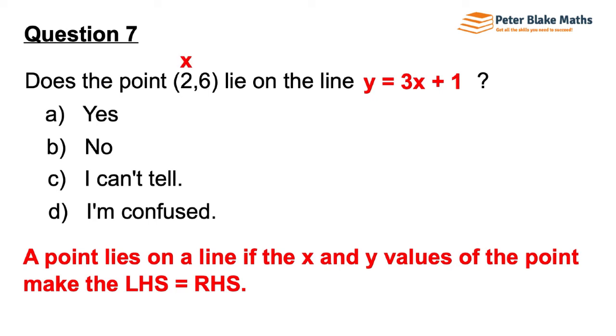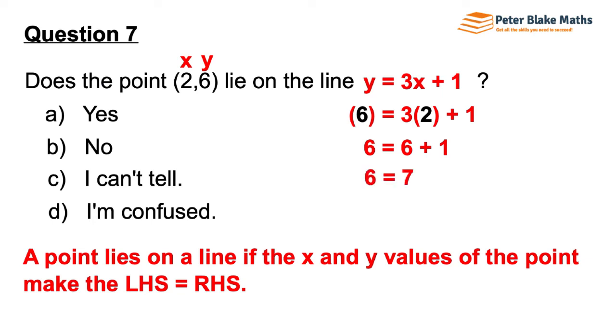We're going to sub in an x value of 2 and a y value of 6 into that line expression of y equals 3x plus 1 and see if it makes the left hand side equal the right hand side. Let's have a look. So y equals 6, the 6 goes in where the y is. And for the x, we've replaced an x with a 2, so it's 3 times 2 instead of 3 times x, and we've got the plus 1. So let's see if that makes sense mathematically. It's 6 on the left hand side, we get 6 plus 1 on the right hand side.